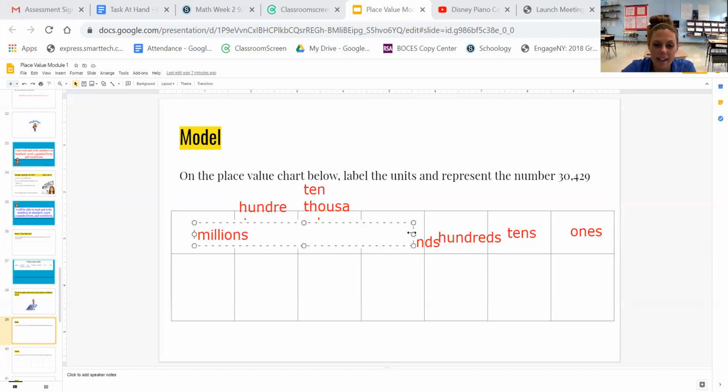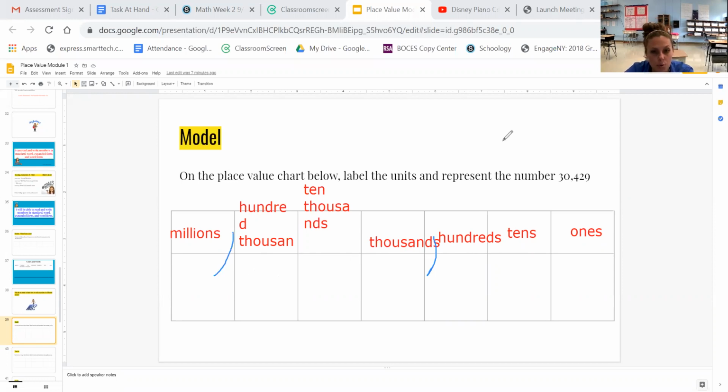And then I'm going to go back and I'm going to add in my commas because they're important. I'll probably just draw them in. So there's one that goes in between the hundreds and the thousands. And I put another comma in between the hundred thousands and the millions.